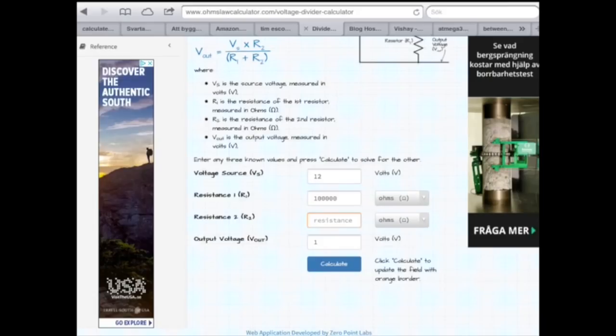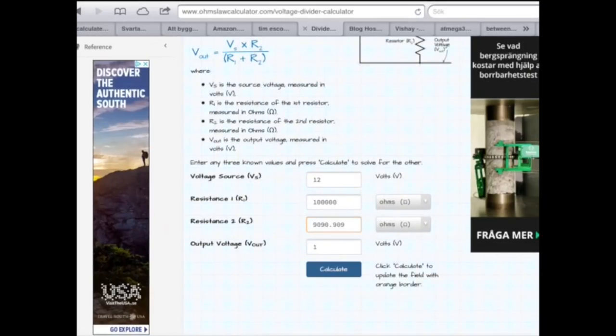So if we, for example, add 12 volts here as our voltage source, we have 100k as our resistor towards voltage plus, and we want 1 volt out. And when we press calculate, we get that the exact resistance value of R2 towards ground should be 9090.909 ohms for us to get a voltage of 1 volt.